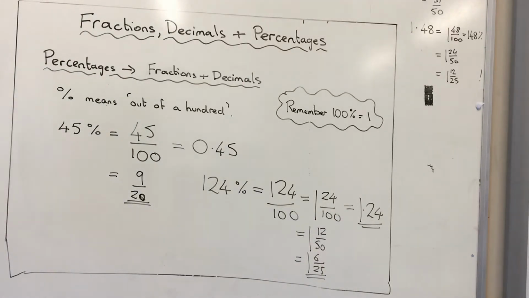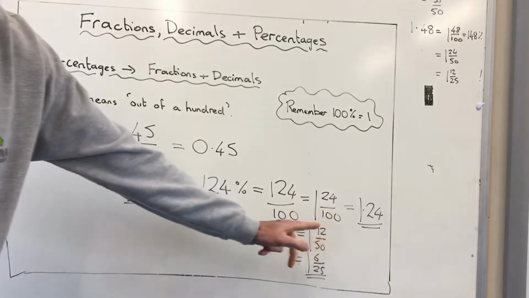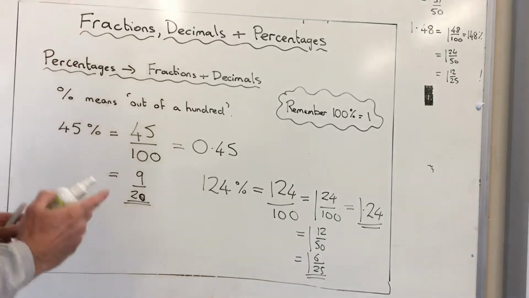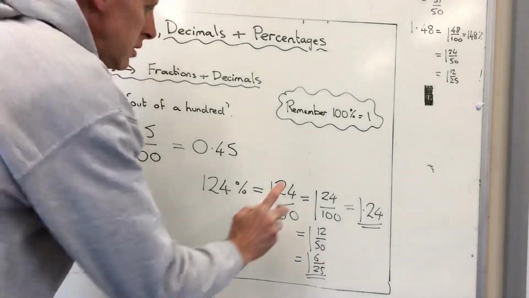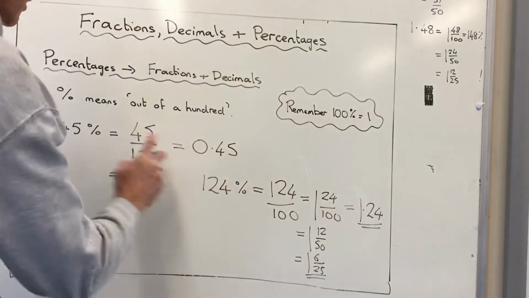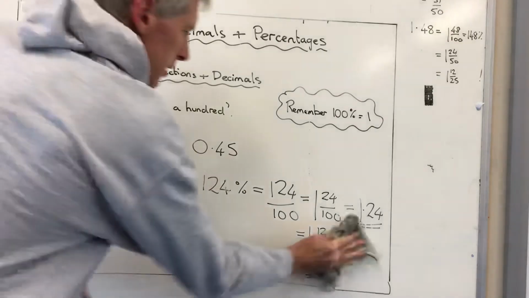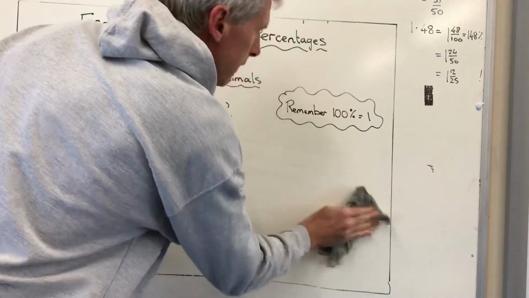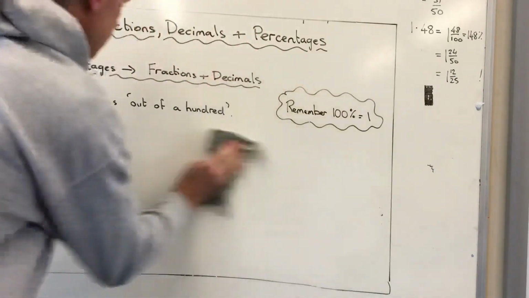We can go the other way. Start with a decimal and go into a percentage. Let's have a quick look at that. So we're going to start with a decimal and we're going to convert into a fraction and a percentage.